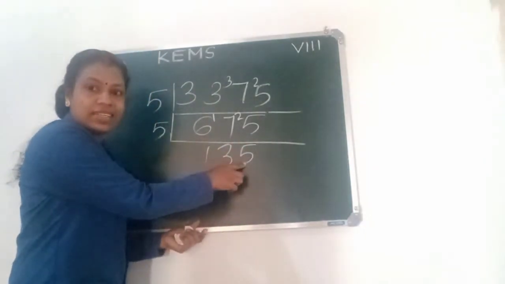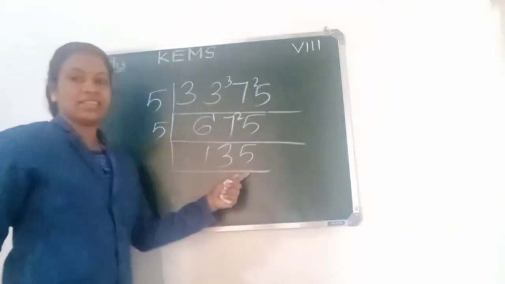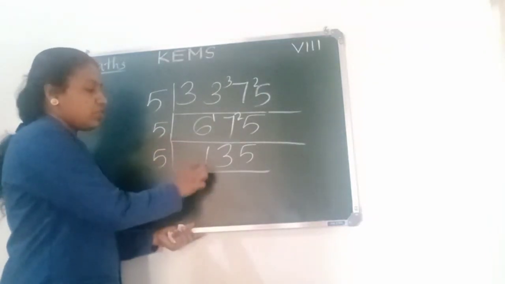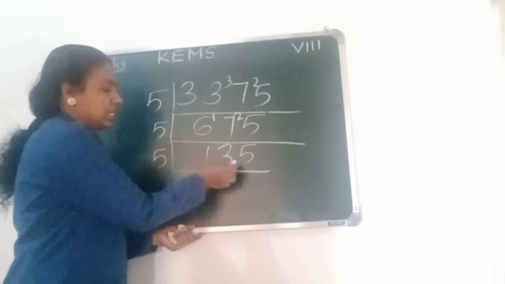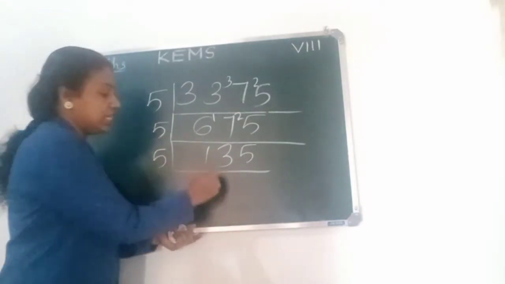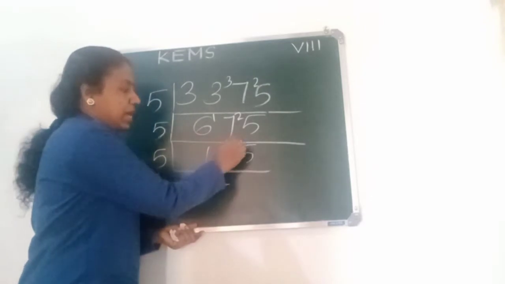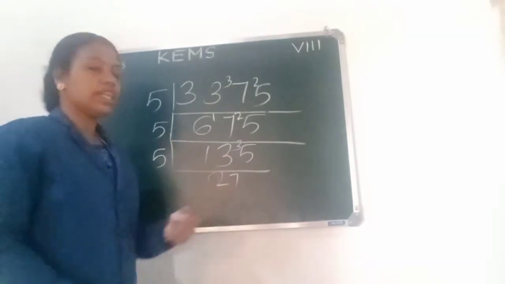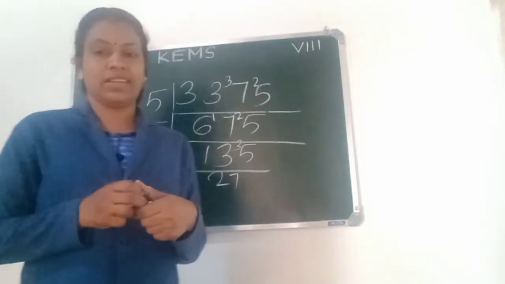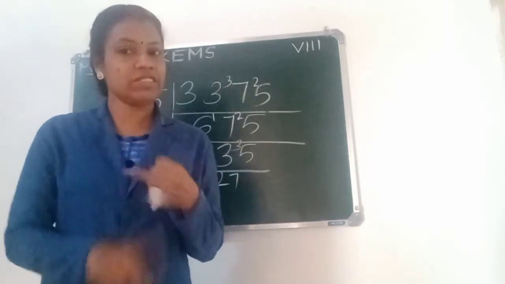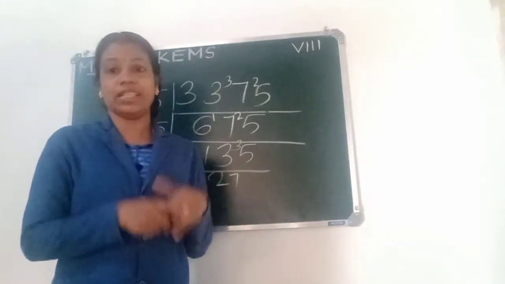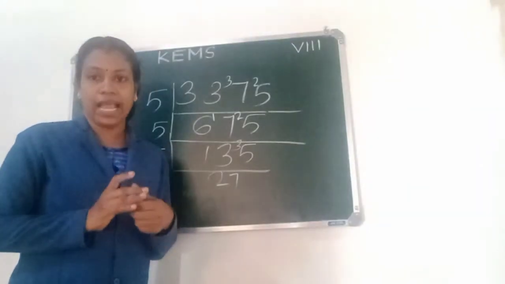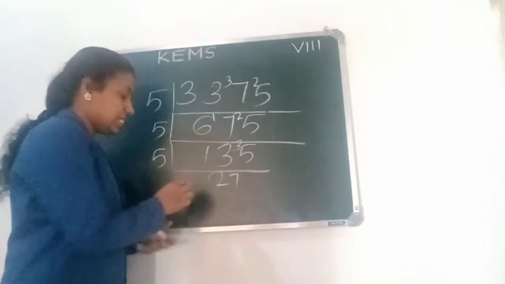Look at the number. Again it ends with 5, so it is divisible by 5 itself. First number 1 is not divisible by 5, so take 13. In 13, 2 fives are there, 10. Balance 3, 35. 7 fives are there. Now, look at the number. The number is 27. It is not divisible by 5, and not by 2, not an even number. Then it is divisible by 3, because 7 plus 2 equals 9. 9 is a multiple of 3. So it is divisible by 3.